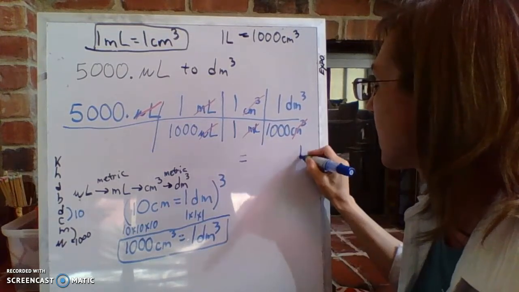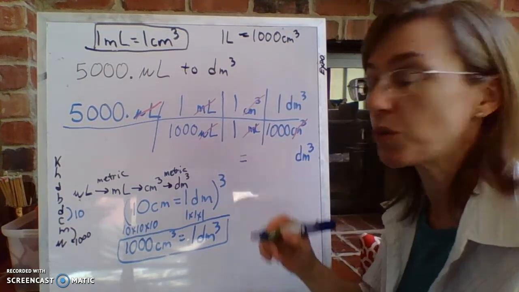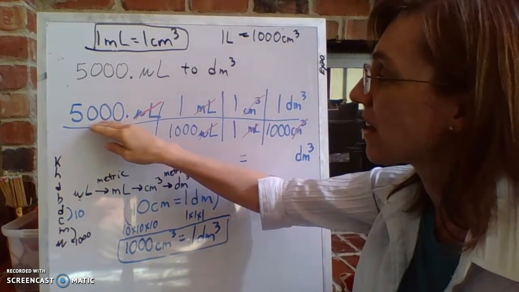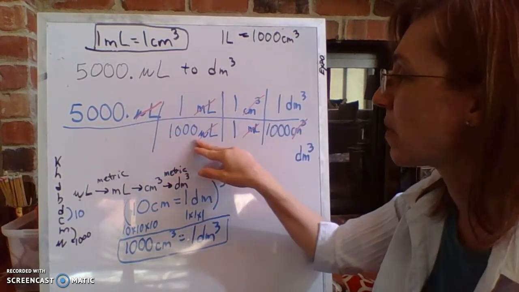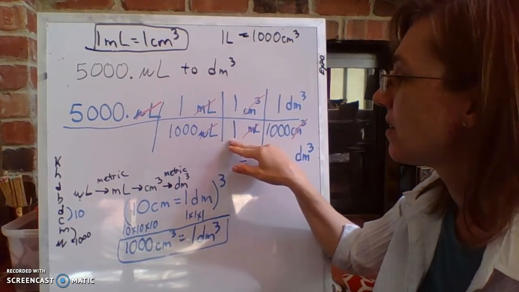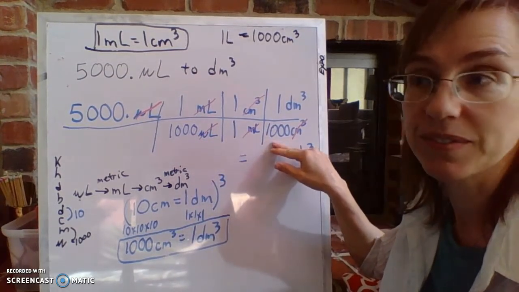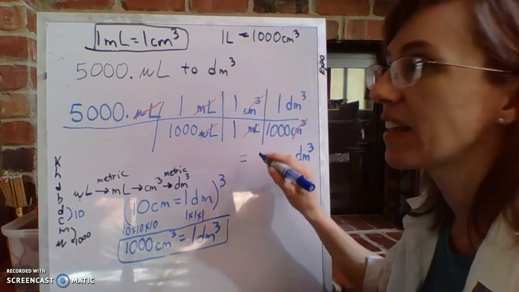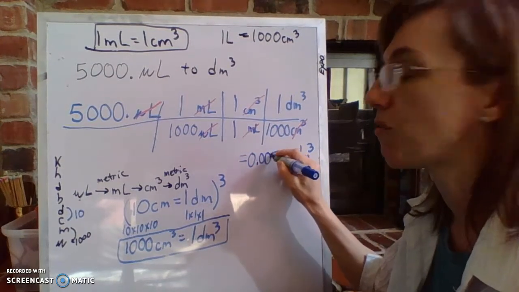So we'll put our equal sign. Our answer is going to be in decimeters cubed. And we'll put this in the calculator. 5,000 times 1 times 1 times 1 divided by 1,000 divided by 1 divided by 1,000. Okay. When we put that in our calculator, we'll get 0.005.